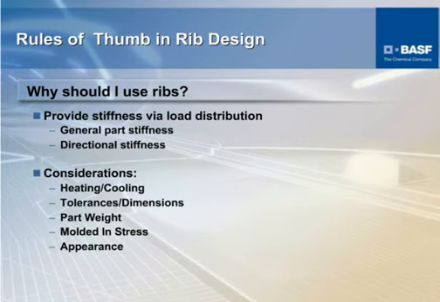Tolerances and dimensions. The ribs can help your what we'll call warpage or deflection, or they can hurt it. It depends really on the part configuration, but you should keep it in mind. Part weight: you're going to be adding a little bit of weight, but for the amount of stiffness you're gaining, it's usually a nice benefit. And then the ribs can put some molded-in stresses into the part. So again, that would create the warpage that we talked about earlier. And the appearance of ribs can create sink marks, which we talked about briefly as well.